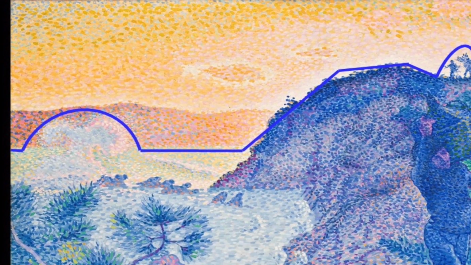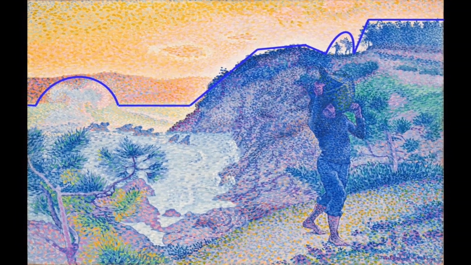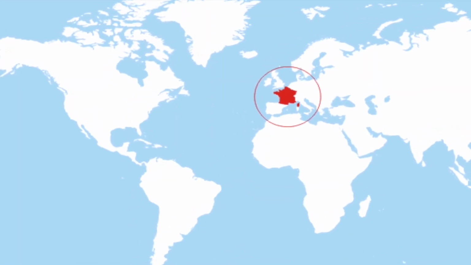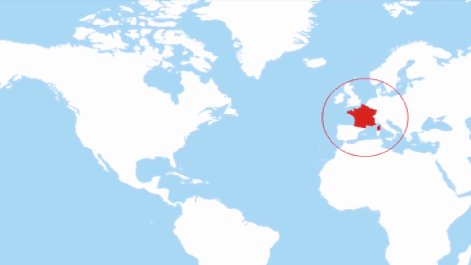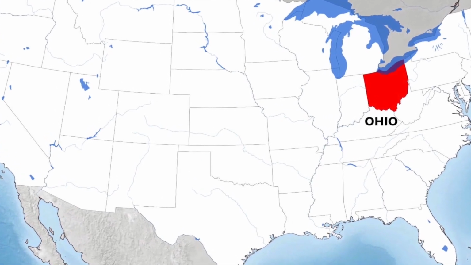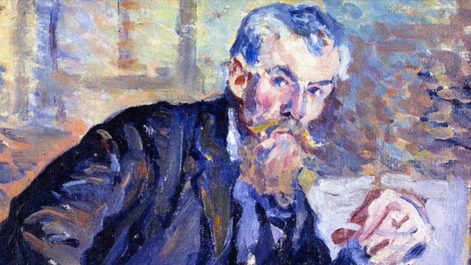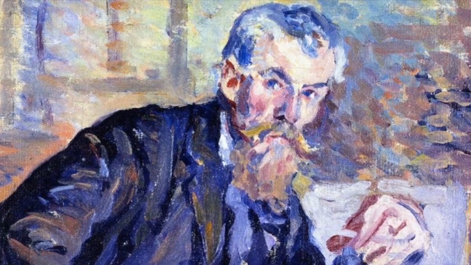I see an orange sky, mountains, and a body of water. Do you see what I see? It's also okay if you see something else. This painting is set near the French Mediterranean Sea, which is located in France, right here. It's pretty far from Oberlin, which is in Ohio, right here. The artist, Henri Edmund Cross, is from France, so he was painting a place he knows well.